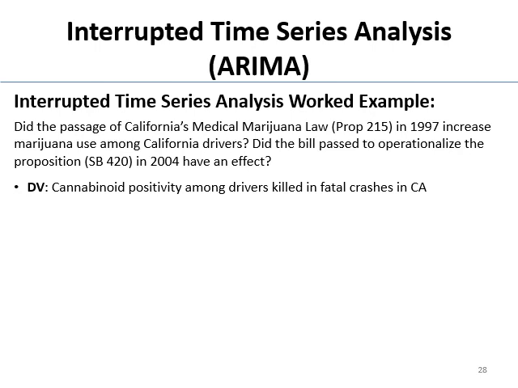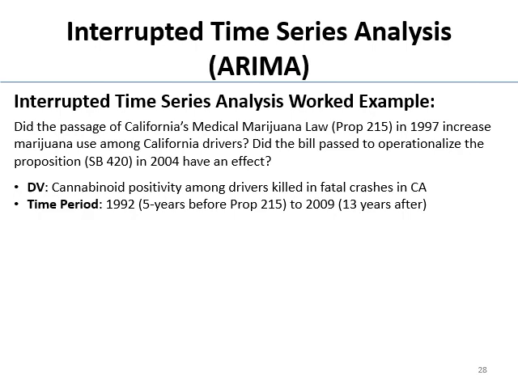So the time period was 1992, that was 5 years before Prop 215, to 2009, that was 13 years after Prop 215. And my intervention points, that is sort of my independent variables here, were 1997, when the initial law went into effect, and 2004, when Senate Bill 420 went into effect, which kind of operationalized the proposition. It said how many dispensaries, how you run a dispensary, how many plants you can own, and so forth. That was the law that passed in 2004.